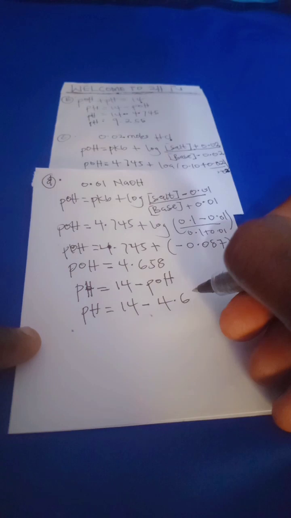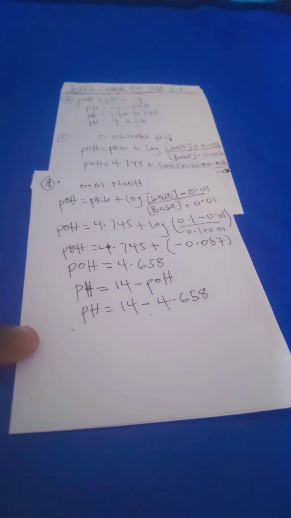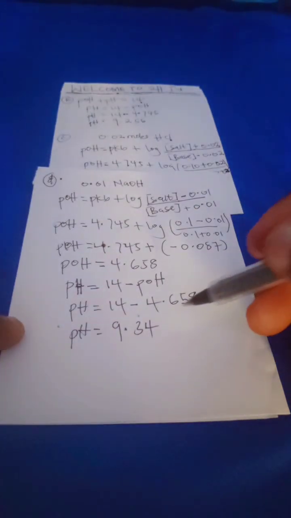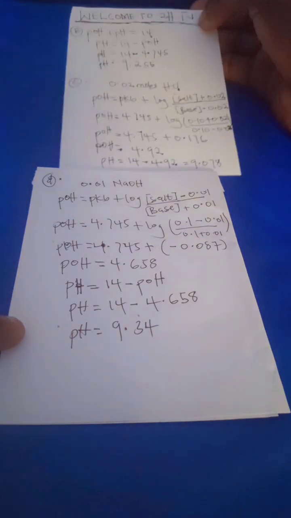So our pH is equal to 14 minus pOH, right? So pH now is equal to 14 minus 4.658. So when you punch that on your calculator, you will get a pH of 9.34.